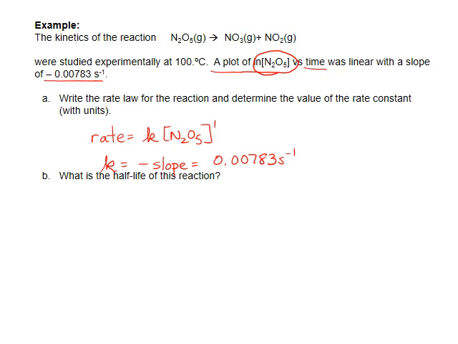What's the half-life of this reaction? If you go back to the video on half-life, we saw that half-life for a first-order reaction is equal to the natural log of 2 divided by the rate constant. If we plug in these values into our calculator, we get a result of 88.5 seconds. That means that every 88.5 seconds, the amount of N2O5 will decrease by half.